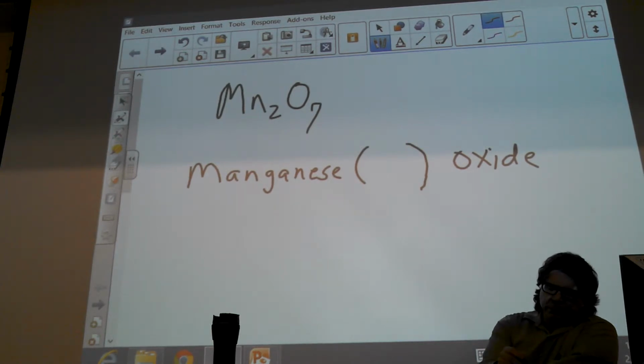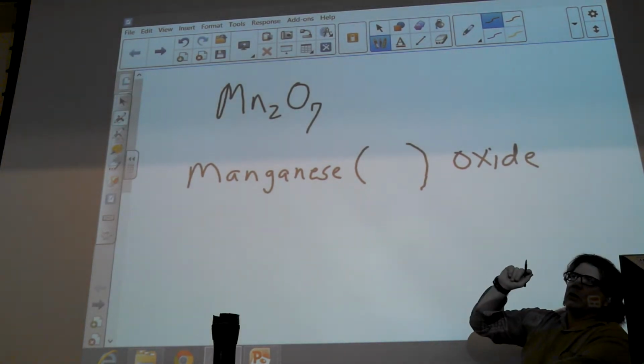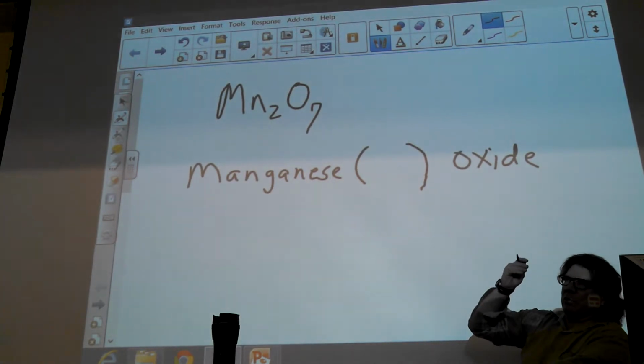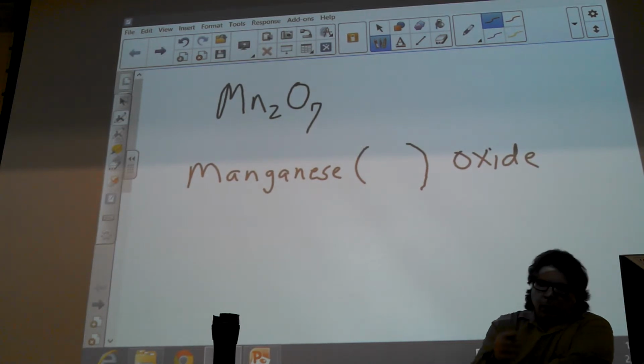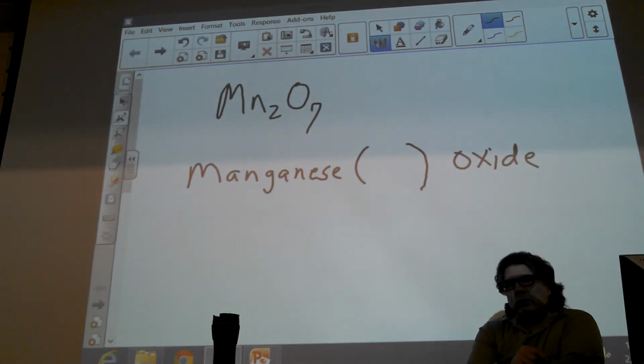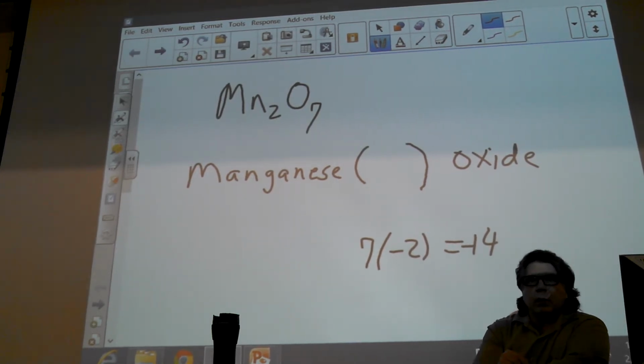One, there's no charge overall on this compound right here. So that means that the number of positive charges has to equal the number of negative charges. Well, you know the charge on an oxide ion, don't you? It's -2, just based on where it is in the periodic table. So from the oxide, there's 7 times -2, which is 14 negative charges. That means we need 14 positive charges, don't we?